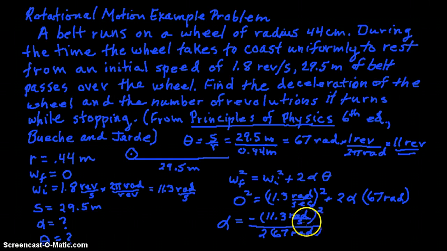And then you might notice you're going to get radians squared and seconds squared. So you're going to have the radian in the denominator cancel 1 in the numerator. And this is going to turn out to be about negative 0.90 radian per second squared.